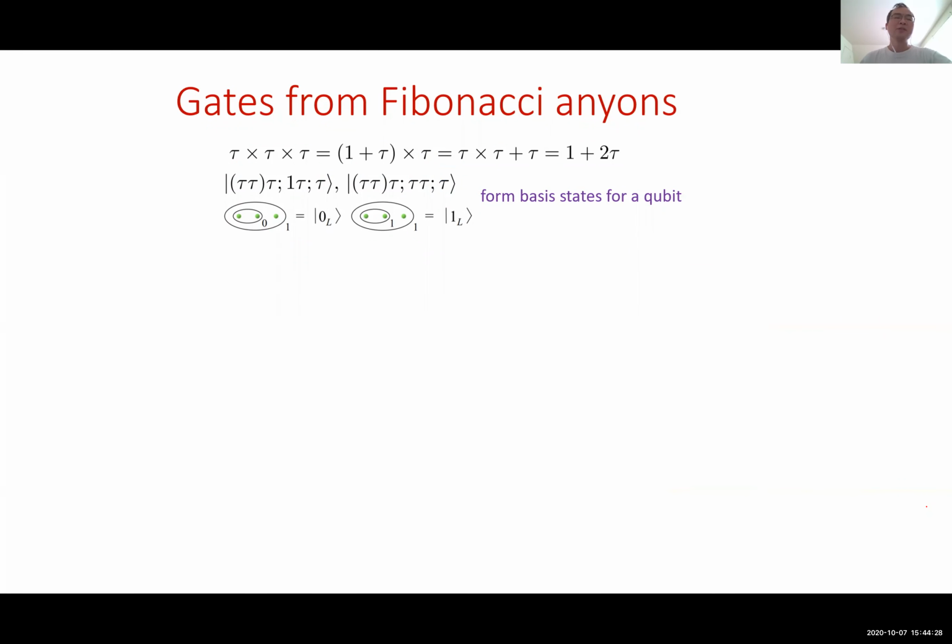Next, you can ask, can we get some quantum gate? Since we have a qubit, maybe we can get a quantum gate. How do we do that? Of course, naturally you think, well, you do it from braiding, and that's what is shown here.